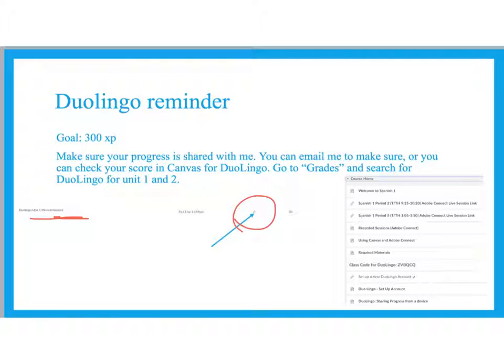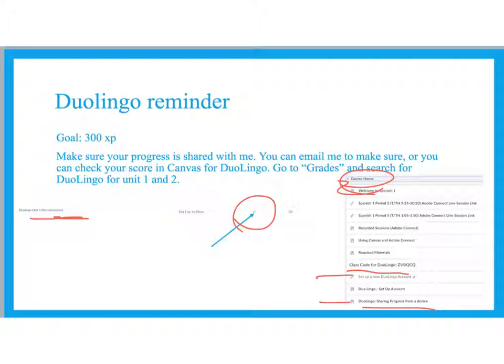If you need information about sharing, go under Course Home in Canvas, and you will see quite a bit of information. There's a class code for Duolingo. There is how to set up a new Duolingo account if you don't have one, or if you have one, you need to share that still. You need to set that up, and there is a tutorial there. That's a YouTube video as well. You can find some information there. Of course, you can always email me to make sure that's shared.